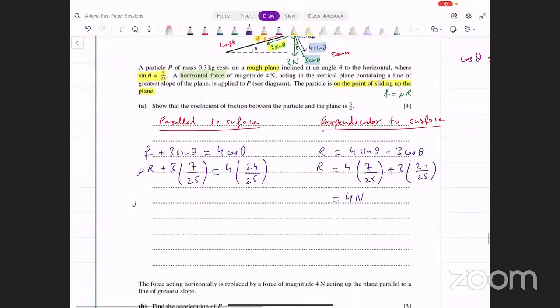ठीक है. Now mu into 4 plus 21/25 equals 96/25. You can evaluate this, and that's going to give the value of mu. Sorry, equal होना था यहाँ पे दरम्यान में. Yeah, 96 minus 21 divided by 25. That's 3. 3 divided by 4. Yeah, so that gives me 3/4. Mu की वैल्यू मेरे पास यहाँ पर आ गई 3/4. That's what we wanted to prove. Mu 3/4. Okay, let's move to the next part.